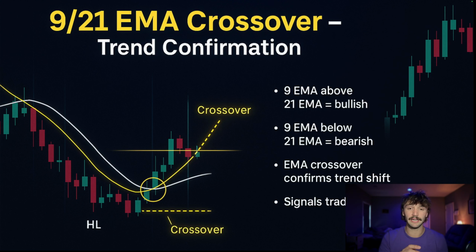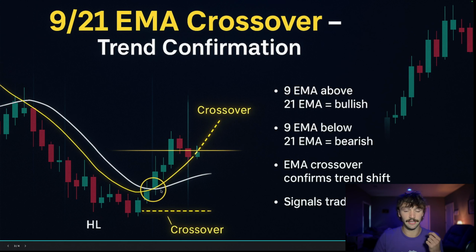Now, I wait for the 9 EMA to cross above the 21 EMA if I'm looking for calls. That is if I'm bullish, of course. And if I'm sitting bearish on the day, maybe I'm looking for the 9 EMA to cross below the 21 EMA. Now, in this example right here, our 9 EMA is going to be highlighted in the yellow.